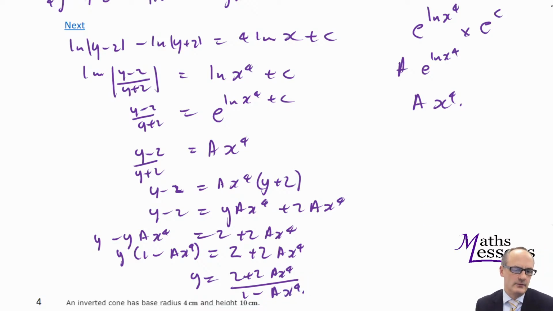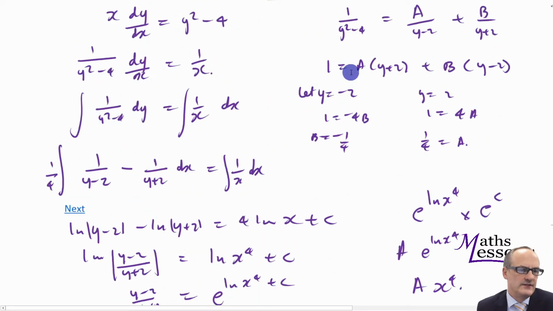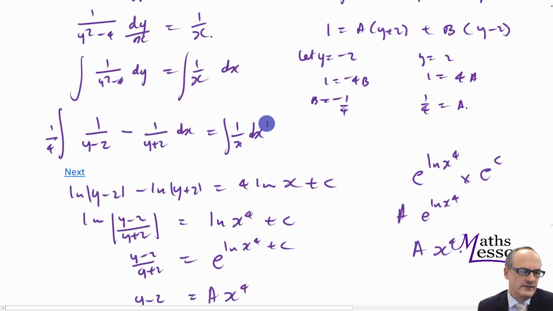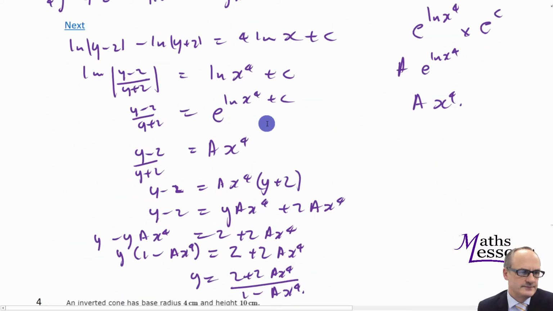Okay, so there we go. y equals 2 plus 2ax to the 4 over 1 minus ax to the 4. We don't know what a is, and we're not being given any initial conditions in our question if you go back here. So therefore, we leave that in our final answer.